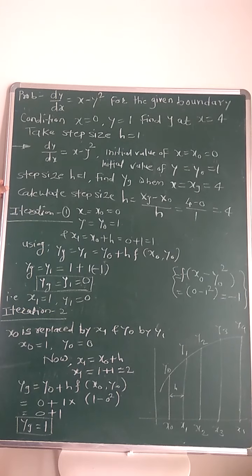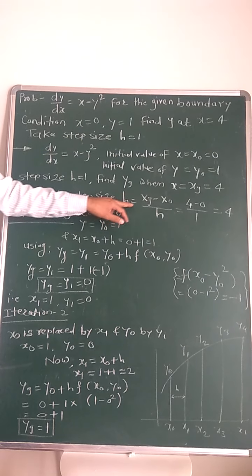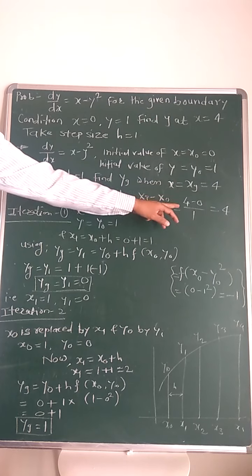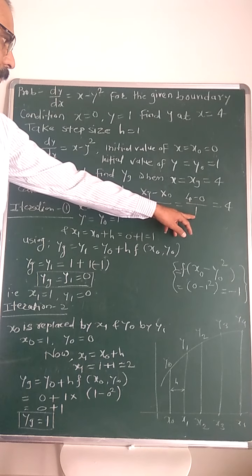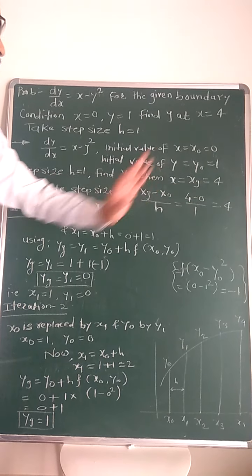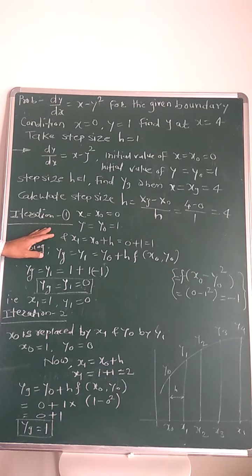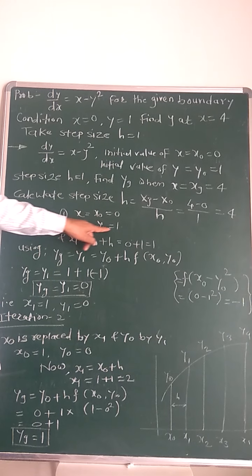Now for that, the first step is to calculate the step size. h is equal to (xg minus x0) divided by n. xg is equal to 4, minus the initial limit 0, divided by 1, is equal to 4. Now iteration number 1. For iteration number 1, the initial value of x0 is equal to 0, y0 is equal to 1.